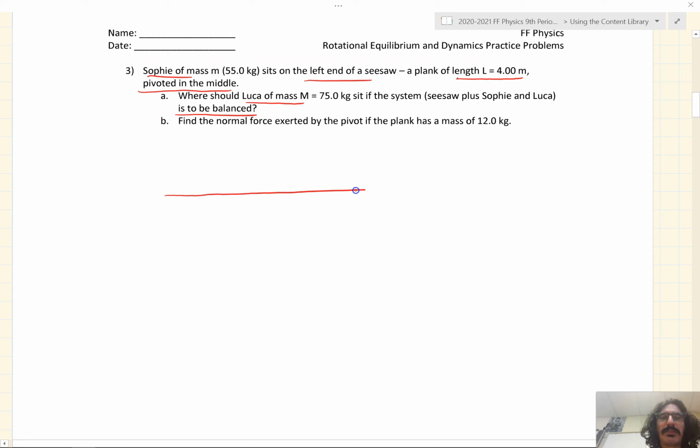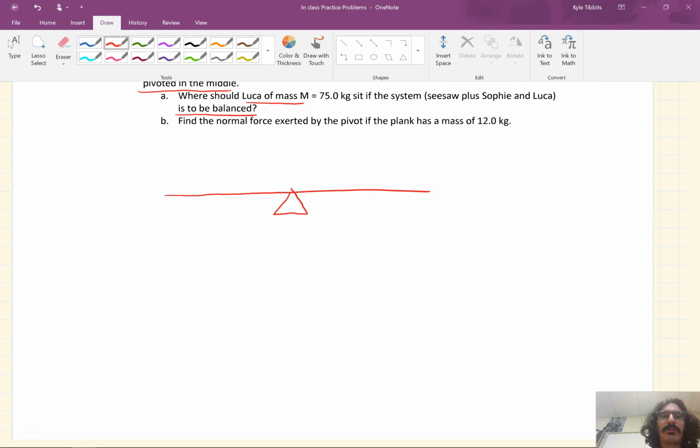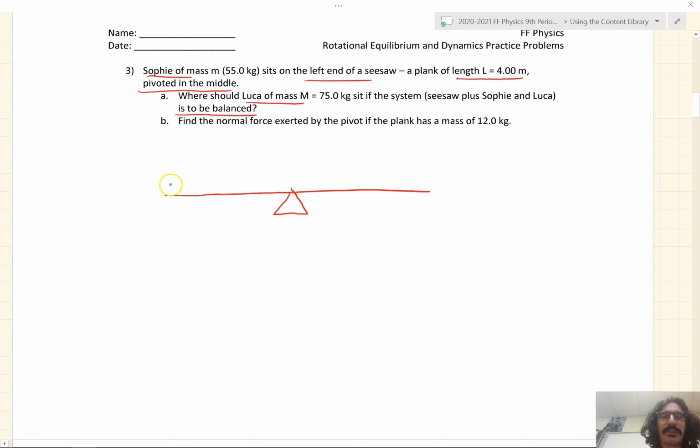We have a seesaw. Here's our pivot point. We're told that Sophie is on the left side, and we want to figure out where Luca is, somewhere on the right side. So let's draw a picture somewhere on the right. And again, in the middle, we have our pivot. So what we want to do first is label the forces that are acting on the plank in the system.